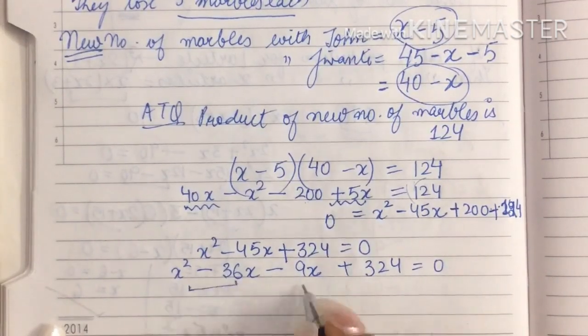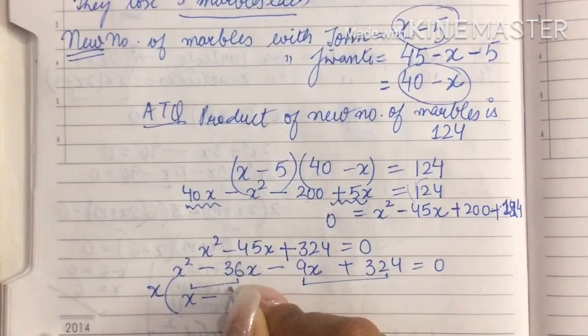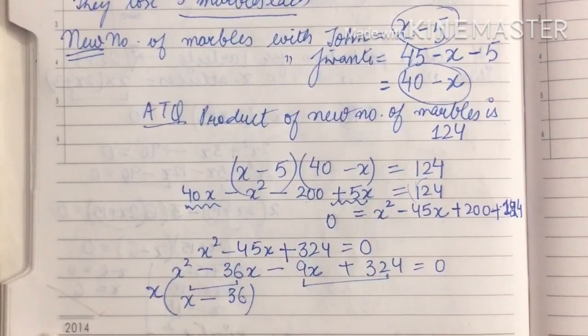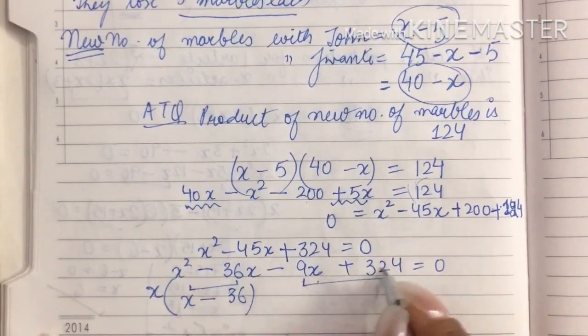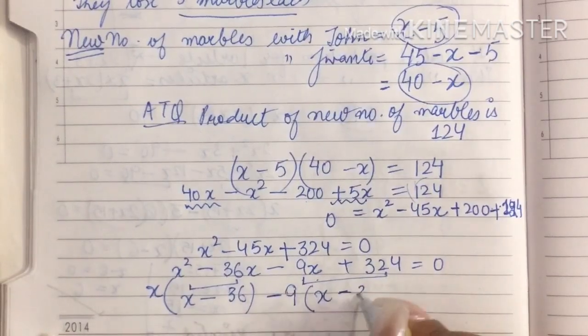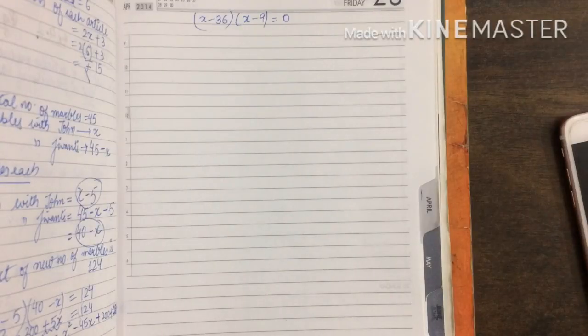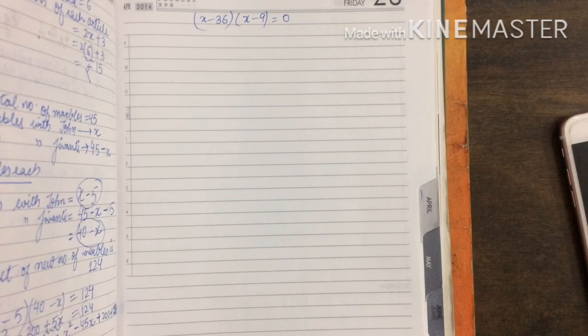Pairing up, let's take common factors. From here x is common, x minus 36 in the brackets. From here 9 is common, negative 9. So in the brackets I'll have x minus 36 equals to 0. So the linear factors that I obtain are x minus 36 and x minus 9.